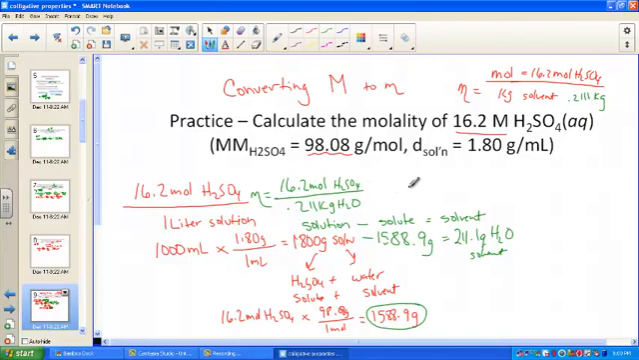Now hit that with me. What do we find? 16.2 moles divided by 0.2111, carrying all those decimals, 76.74 molal solution.